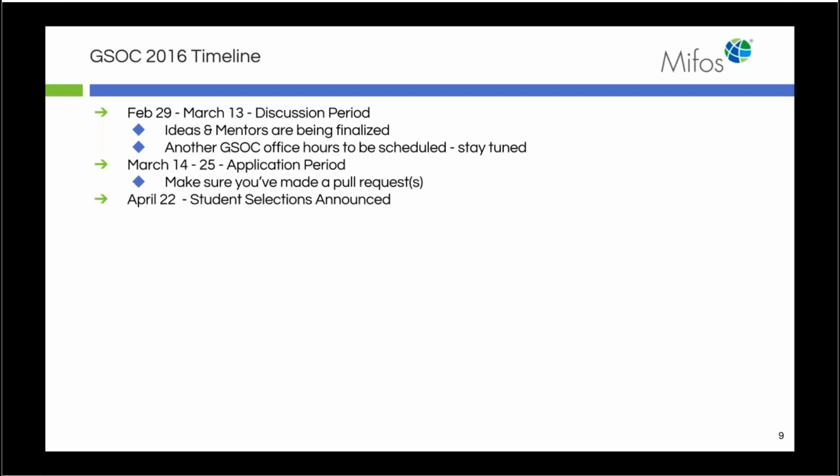A big part of the application, and we'll cover it in the next slide, is just making sure you've submitted code and been an active part of our community. It won't be until April 22nd that the student selections are announced. That process takes a little while, as Google first must decide which students have been accepted and how students are allocated across the different projects.